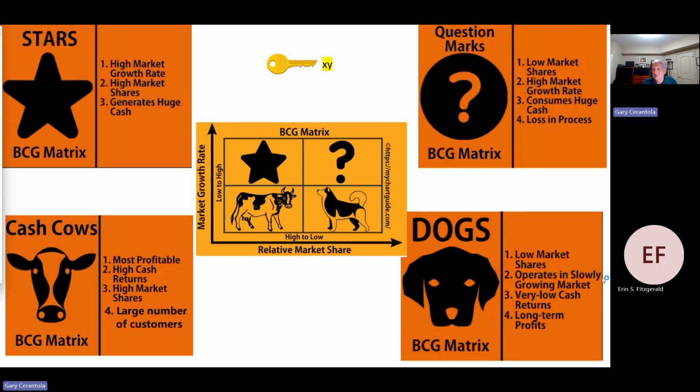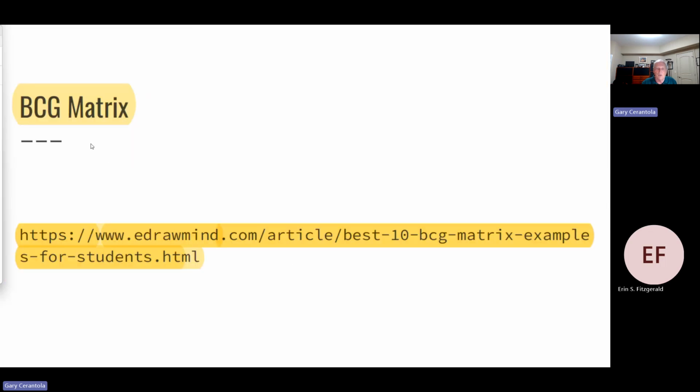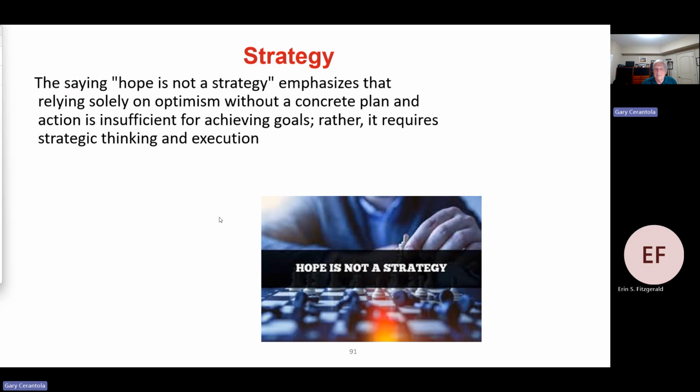This one here, the dogs: low market share, operates in a slowly growing market, very low cash returns. So you want to divest of these pieces. This particular slide is really important. If you want to know more, here's a link to that. And hope is not a strategy.